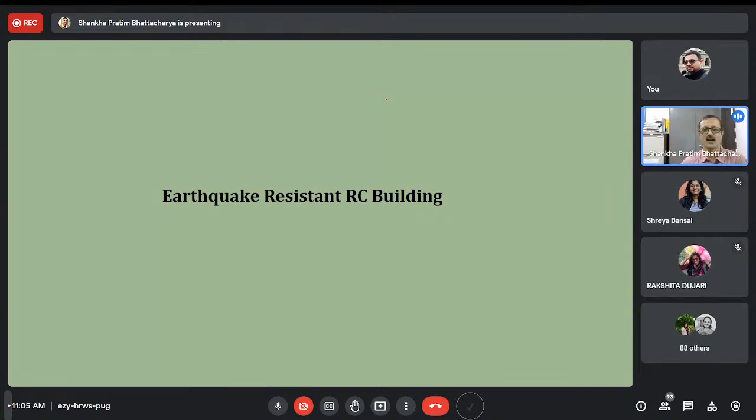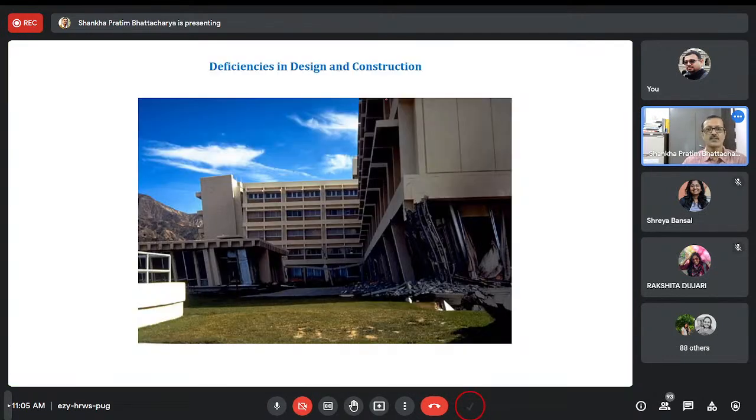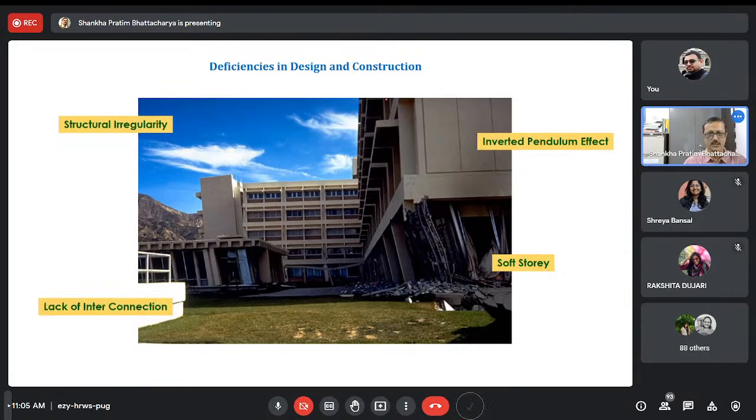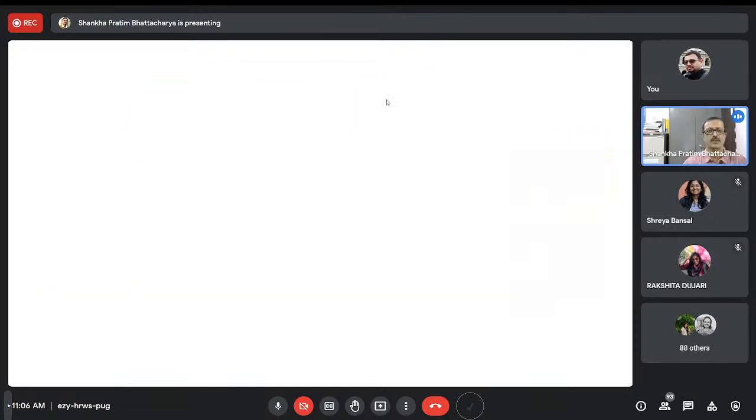Earthquake resistant RCC building. First of all, I see a damaged building. It is of course a foreign building. See, there is a lot of damage. And if you just inspect the damage, you will find the problems associated with RCC buildings are structural irregularity, inverted pendulum effect, soft story, lack of interconnection, short column. Those are the various effects that are created in this particular RCC building.